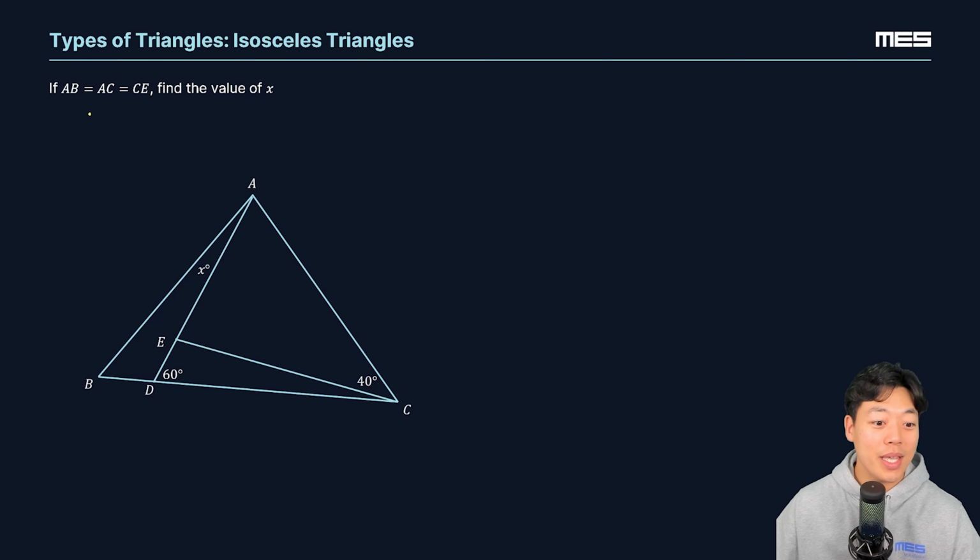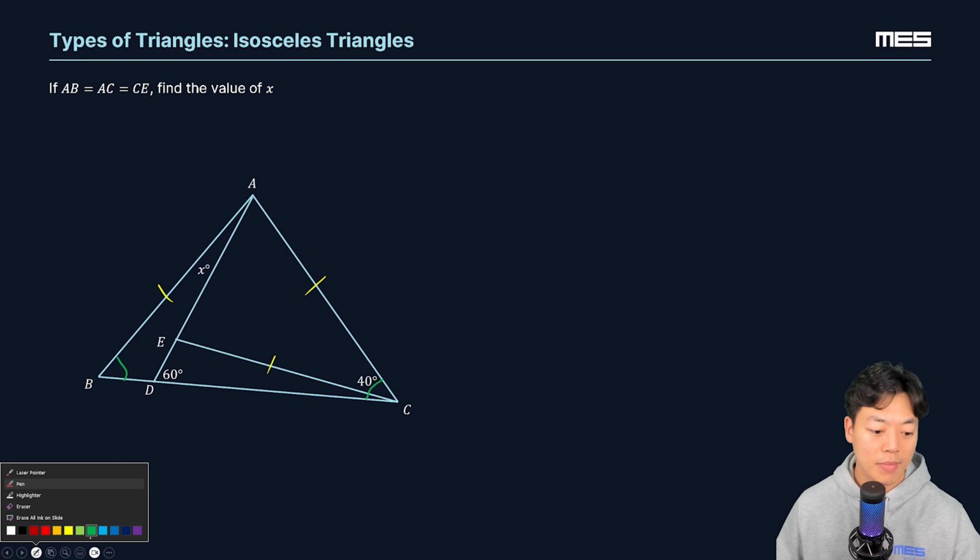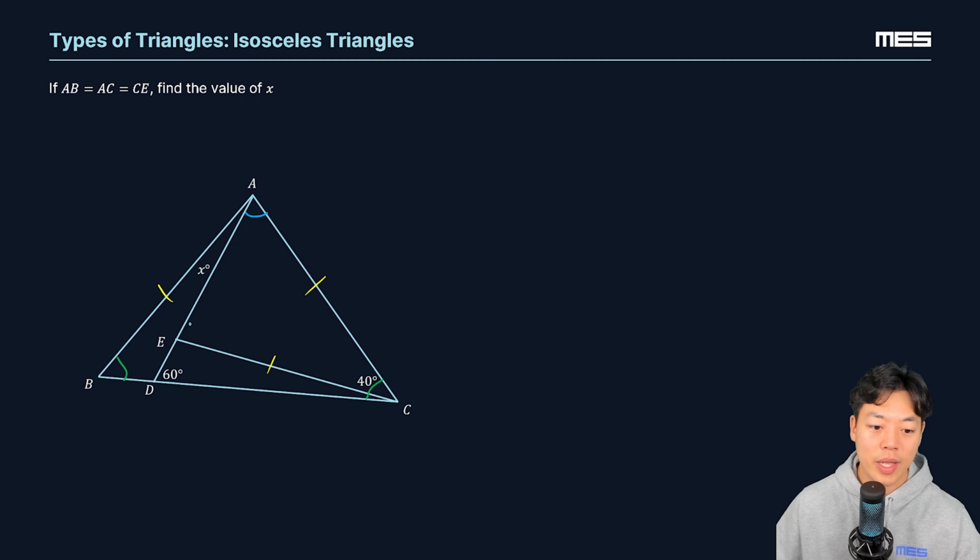Next question, if AB is equal to AC and is equal to CE, we have two isosceles triangles here. ABC is an isosceles triangle, and ACE is an isosceles triangle. So we know a couple things. We know that this angle right here, I'll put it in green, this angle and this entire angle are equivalent. And we also know that these two angles will be congruent because of this isosceles triangle. Find the value of x. All right, let's check this out.